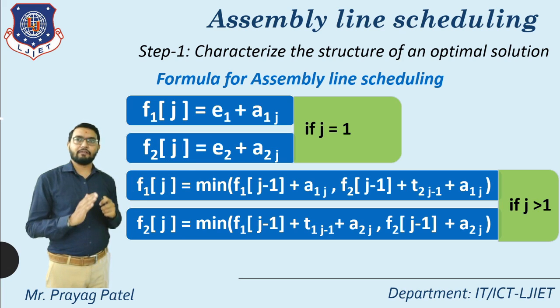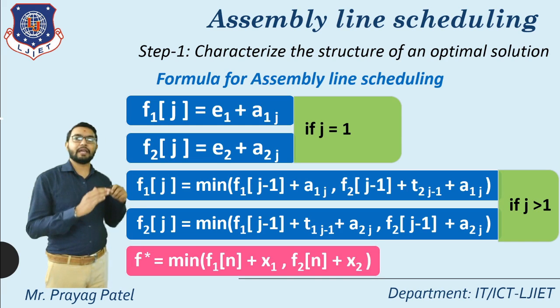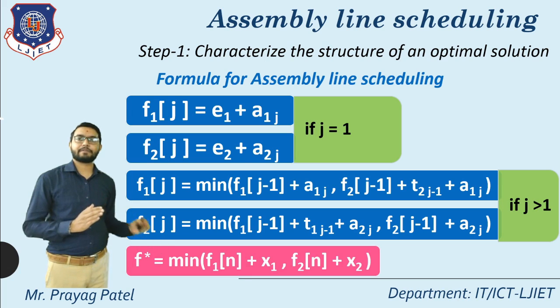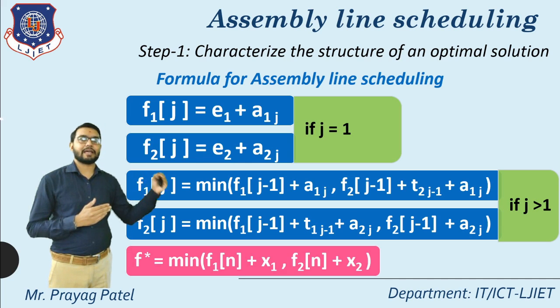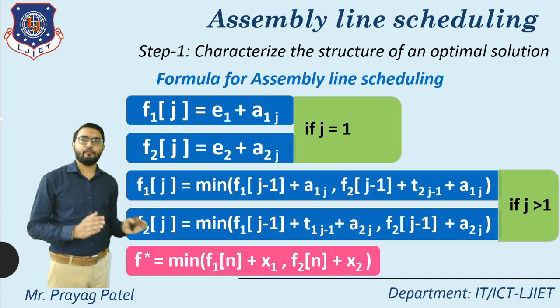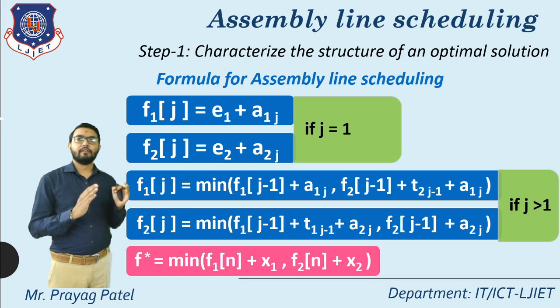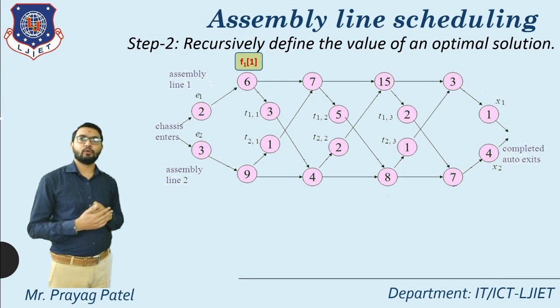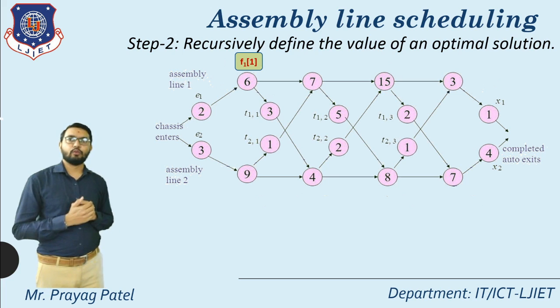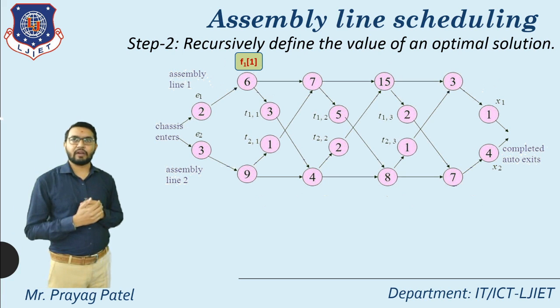Now after finding the values of F1 to Fn and F2 to Fn, you want to find F star. F star is the last step. So here consider F star equal to minimum of F1n plus x1, and the second part is F2n plus x2. So according to these 5 formulas, you can find the value of the assembly line scheduling structure. So here consider the given example. Now how can we find the value? In which way can you find the value?